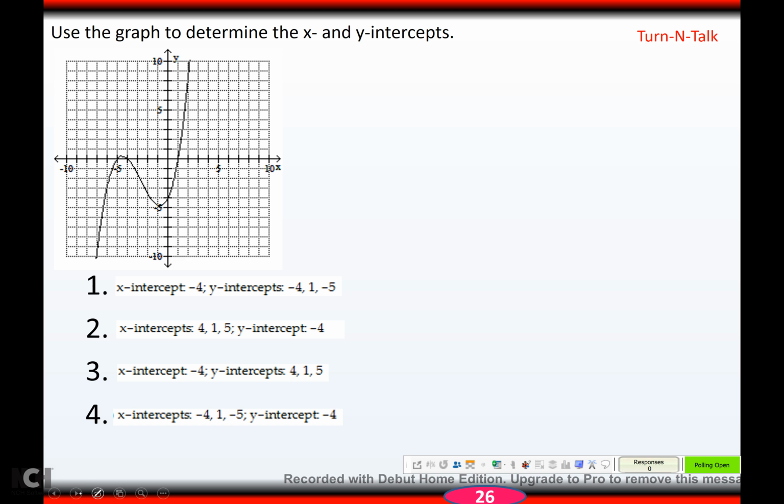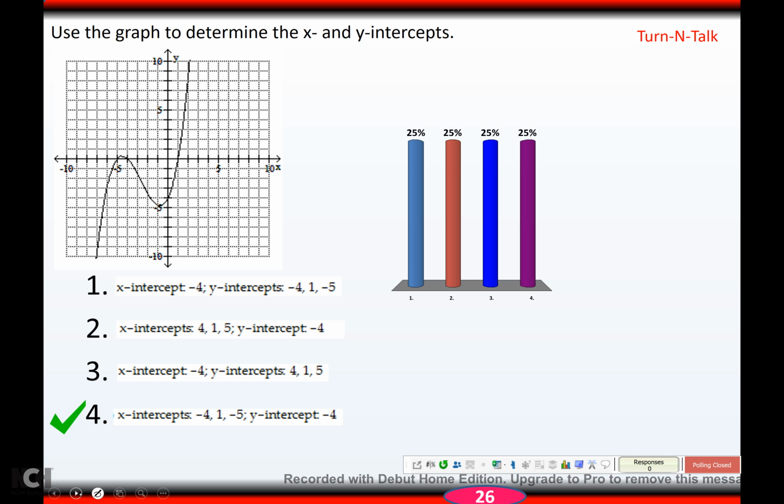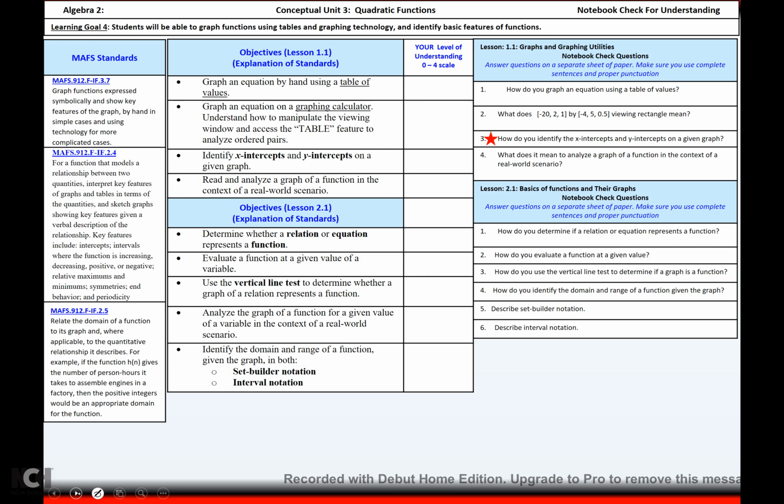And the answer should be, you have an x-intercept at -5, at -4, and at +1. No particular order, obviously. And you have a y-intercept at -4. Okay, so how do you identify the x-intercepts and the y-intercepts? You look at where it crosses the x and the y-axis.